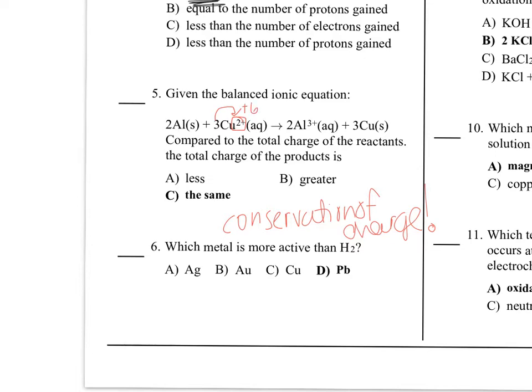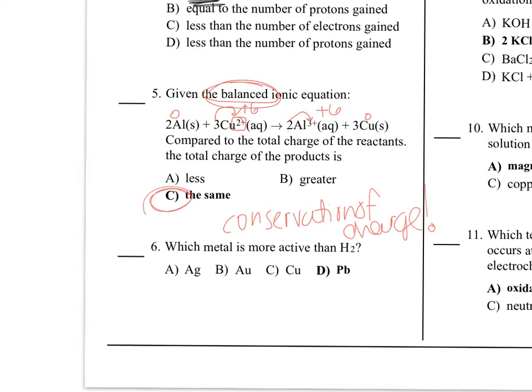Then I see over here I have 2 times 3. That's also a +6 charge on this side, and these guys are 0, so they don't contribute to the total charge. I have the same charge on each side. That's why this is a balanced ionic equation. So that's why the same is the correct answer.